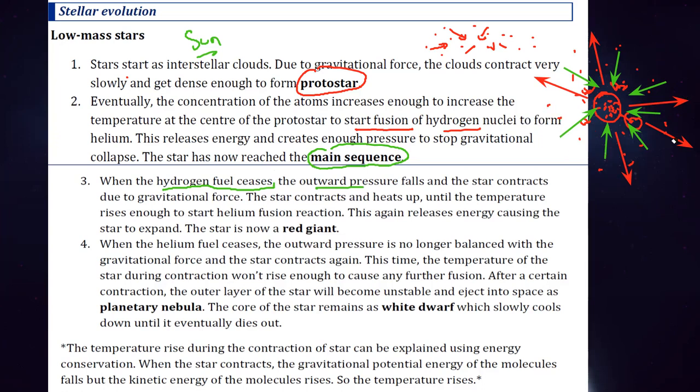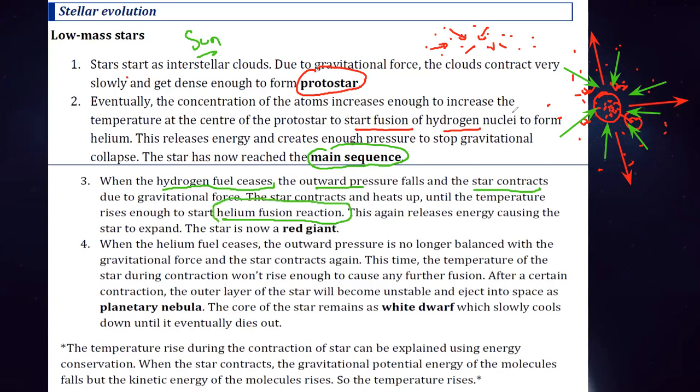As the outward pressure starts to decrease, what will happen? It means gravity is stronger. At that point, the star starts to contract. The size of the star decreases. So when our sun, which is a main sequence star, uses up all the hydrogen, the size of the sun will decrease, or it will shrink. When it shrinks, the temperature of the core increases too much, and as a result, it will start helium fusion.